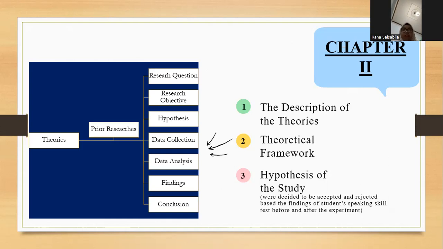Several previous studies prove that using YouTube was effective to improve students' speaking skill. So this research proposed YouTube utilization in teaching speaking in order to enhance 7th graders' speaking skill. This picture describes the framework of this research: from theories, prior researchers, then research question, research objective, hypothesis, data collection, data analysis, findings, and conclusion.